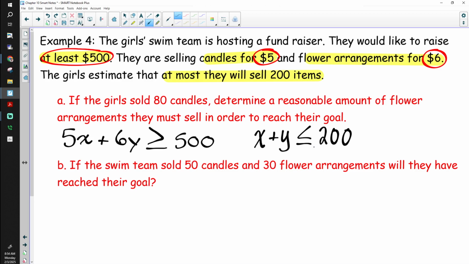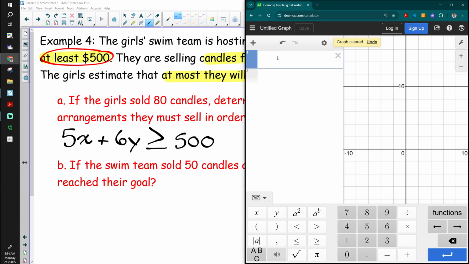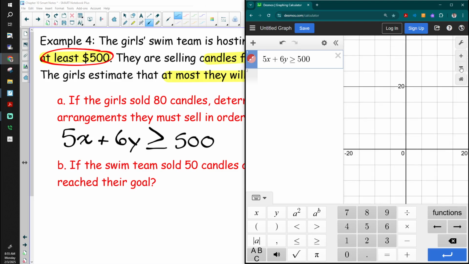You got your 2. Our first question says, if the girls sold 80 candles, what's a reasonable amount of flower arrangements they must sell in order to reach their goal? Let's type these in. Open up this old one. I'm going to clear it out. Delete all. Here we go. 5x plus 6y is greater than or equal to 500. I can't see it, so I'm going to zoom out.